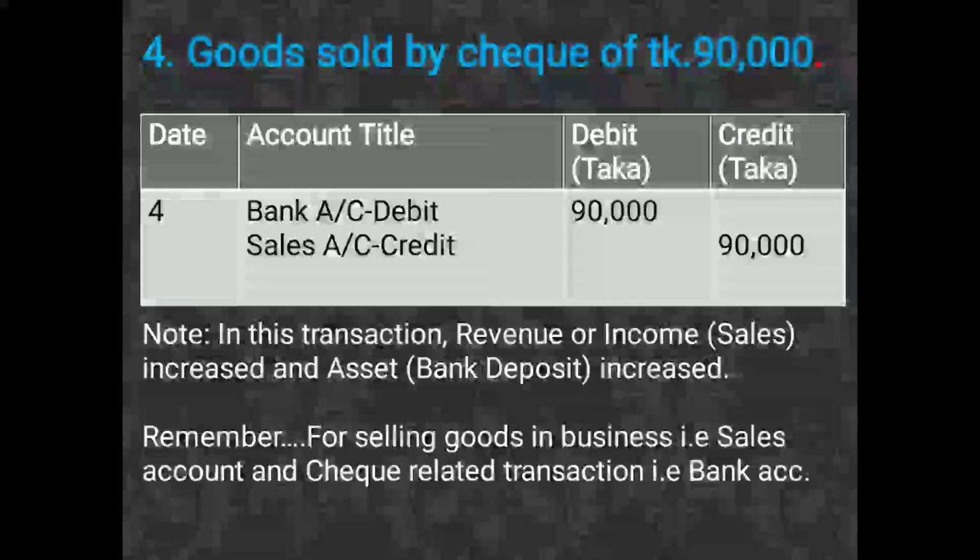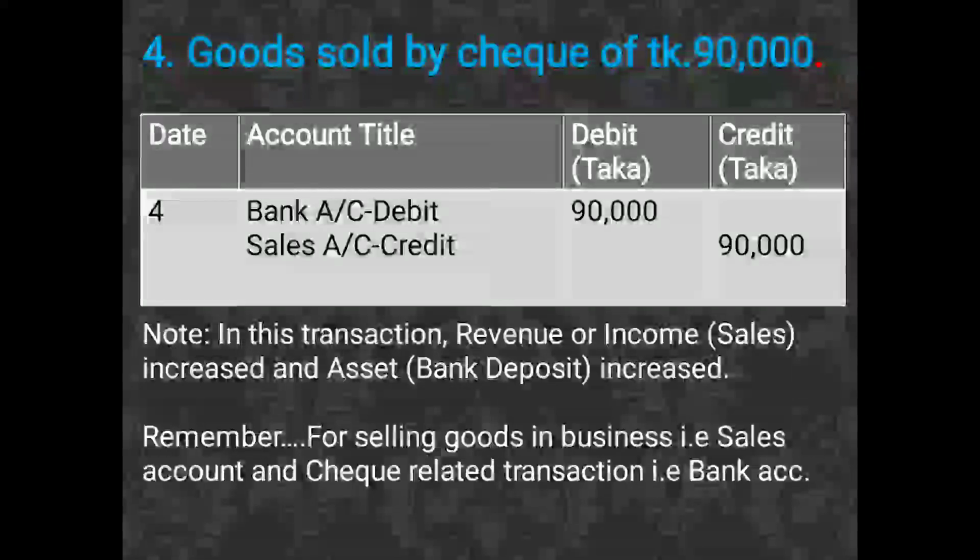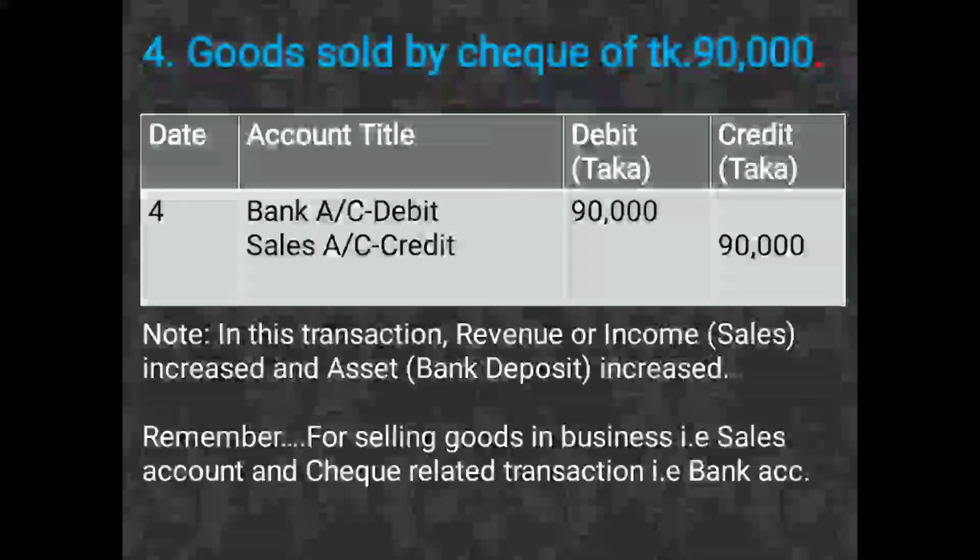Number 4, goods sold by cheque of taka 90,000. In this transaction, two accounts are involved, sales account and bank account. Bank account is one kind of asset, and sales account is one kind of revenue account. Bank amount is increased and sales amount, that is revenue, increased. So bank account debit and sales account credit for this transaction.